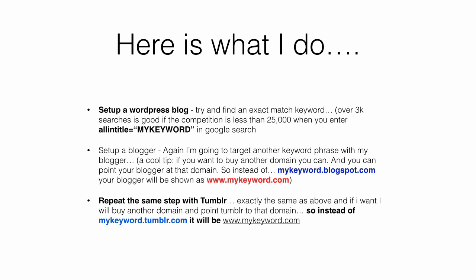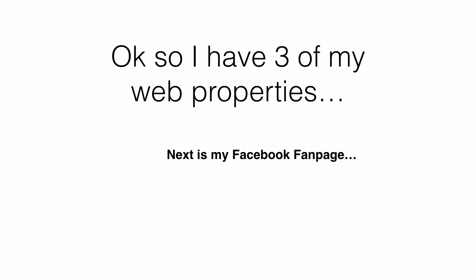And you can repeat the exact same step with Tumblr. It's exactly the same as above. I'll buy another domain. I'll use another keyword within that niche. And again, I can point it to my own domain. So it'll be www.mykeyword.com. So these are standalone sites, and they rank very well within Google. Okay, so I have 3 of my web properties.